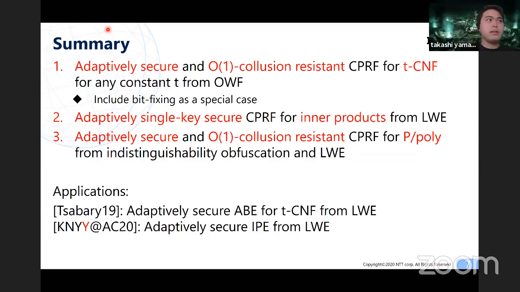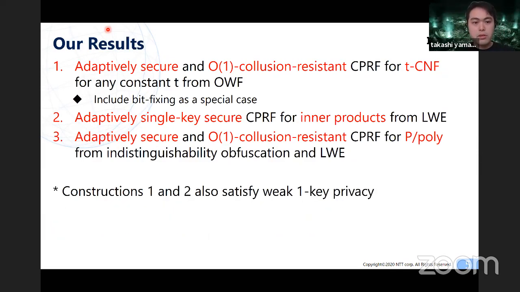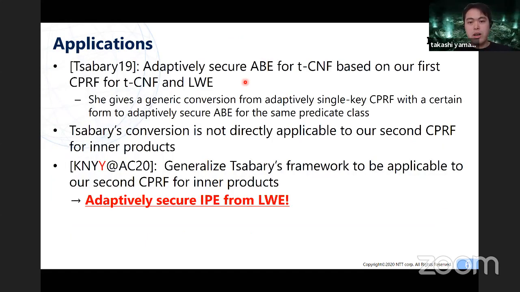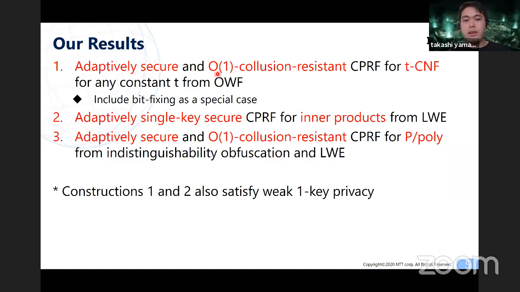So I think we have three constructions. The first construction is based on a combinatorial technique, and I think the constant collusion resistance limitation is very inherent in this idea, so I don't think we can extend this to super constant. The second one is also only single key, and it is difficult to construct more than single key security. For the third construction, it may be possible to achieve more than constant collusion resistance, but that is based on obfuscation.